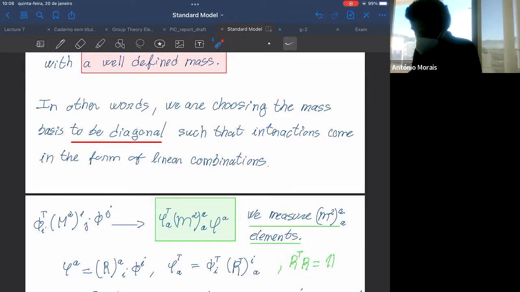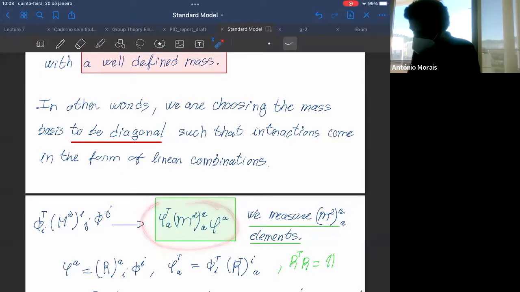To make our life simpler, you have a certain scalar with a certain mass, but you have I and J here that are different. So once again, this is not in a mass basis, so we need to fix this in order to have a propagator that is well-defined.